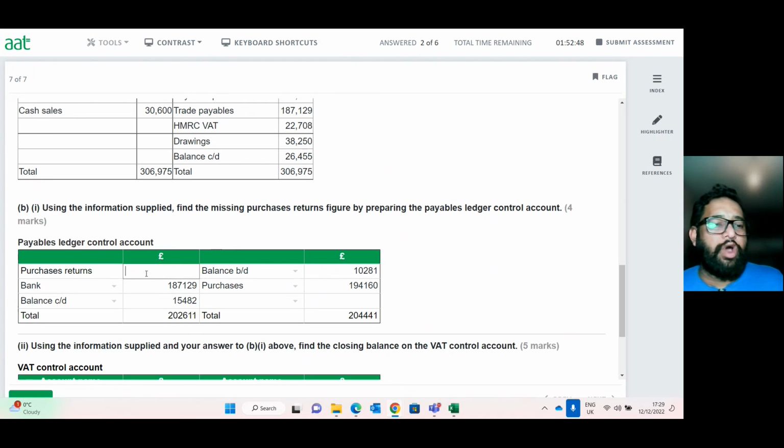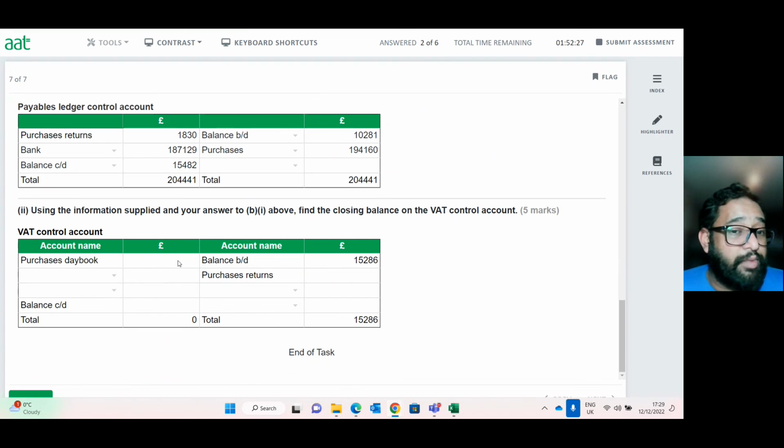So the difference between those two will be my purchase returns gross amount: 204,441 minus 202,611. That gives me 1,830 pounds, the gross figure for your purchase returns. This is very good. You calculated it now, because we need to find the VAT from that one and put it down in this purchase return.